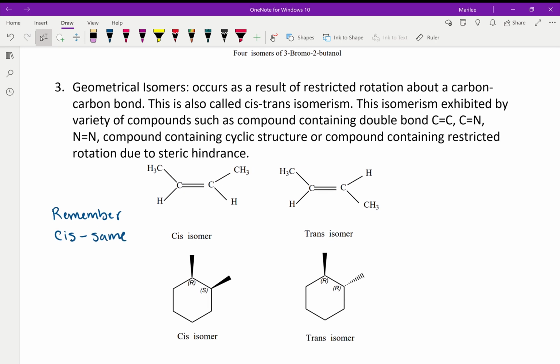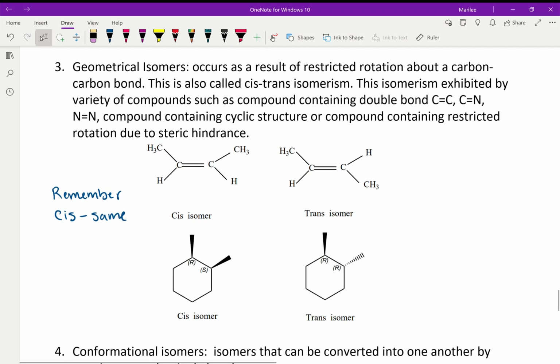Okay, now we have number 3, geometrical isomers. It occurs as a result of restricted rotation about a carbon-carbon bond. So if we have a double bond present, we cannot rotate anything. So when we have our double bonds present, we have our cis and trans isomers. How I remember this is cis, same, cis, same. So cis is the same side. The molecules that are bonded would be on the same side. And for trans, it would be on the opposite side.